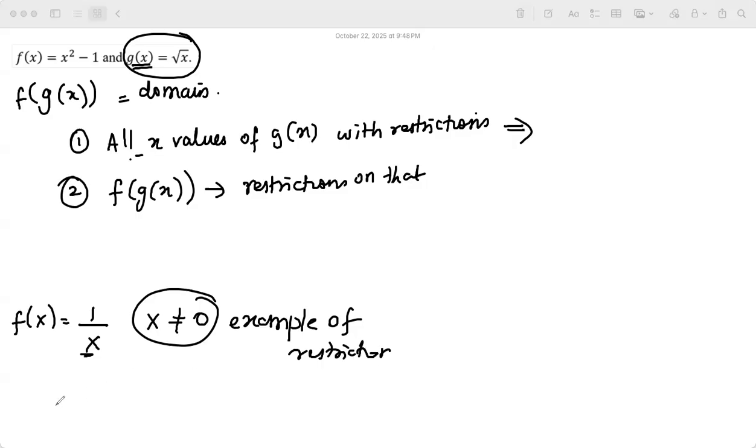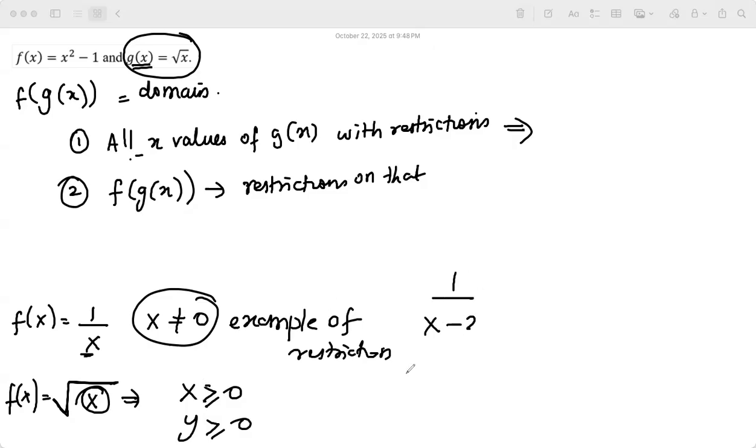Okay. Suppose I have a function square root of x. What is the restriction on that function? How can the value of x be? X alone has to be greater than or equal to 0, right? Yes, and y as well is greater than or equal to 0, correct? Great. So that is a restriction. Similarly, if I have 1 by x minus 2, what is the restriction on this function? X can't be equal to 2.